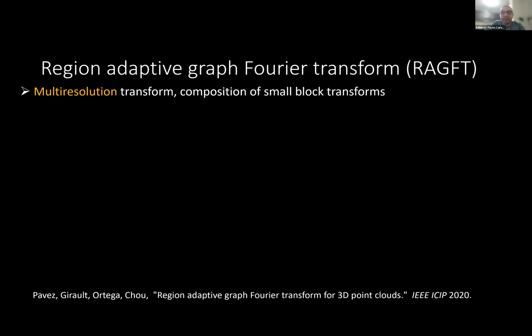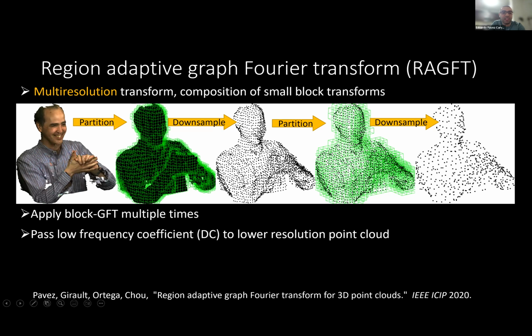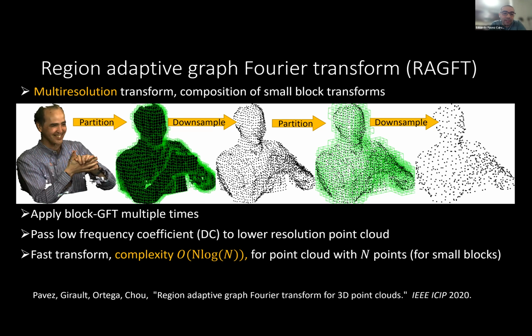So what we do is we take several small transforms and we compose them using this tree structure. Let's say you start with a full resolution point cloud on the left. You can partition and do block GFT, and then propagate the low pass coefficients to a lower resolution point cloud that can be obtained by downsampling. And then you can do this multiple times: partition, block GFT, downsample, propagate coefficients, and again and again. If the blocks are small enough, you can get n log n complexity, which is the same as the RAHT. Both the RAHT and the block GFT can be seen as special cases of this idea. I'll explain in more detail how this works in the next few slides.